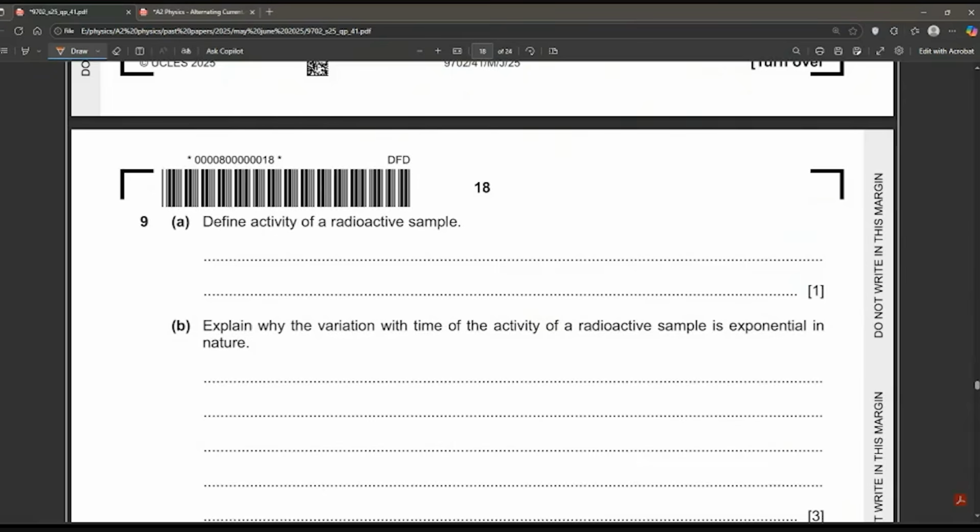Define the activity of a radioactive sample. You have to define the activity of a radioactive sample. How will you do that? Activity of a radioactive sample किस तरह बताओगे? Number of radiations per unit time.